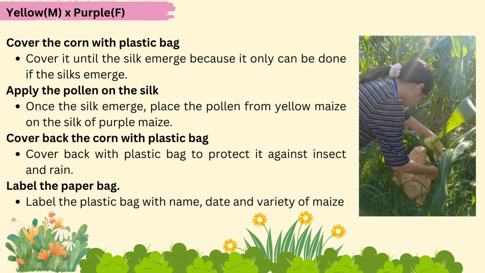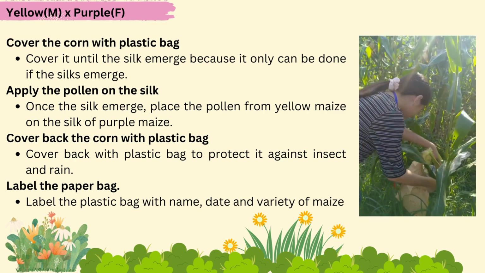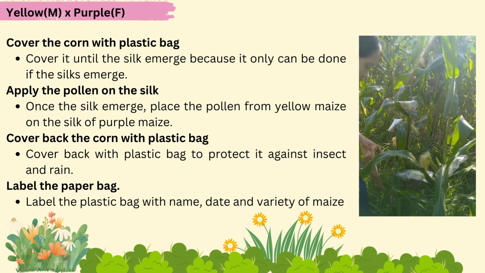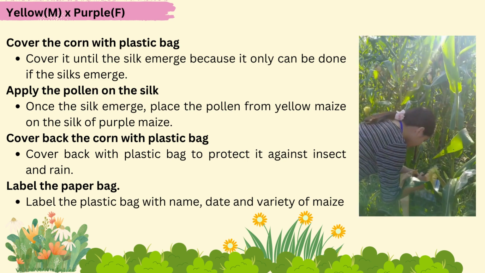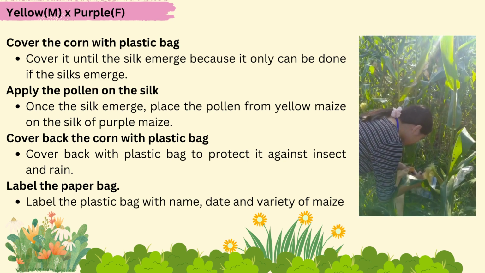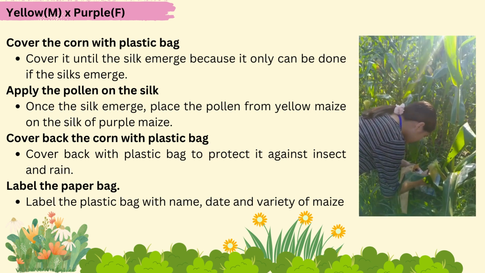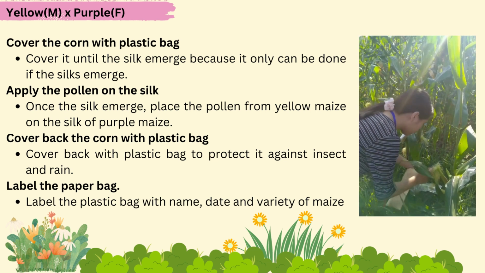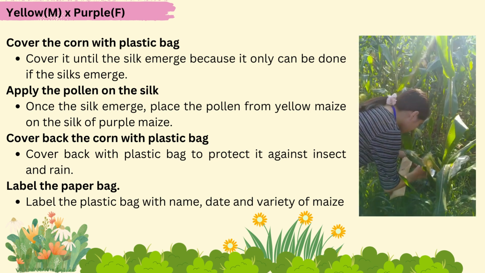Then, once the silk appears, apply the pollen of yellow maize from variety 316 that had been collected from the tassel to the silk of purple maize from variety 319. Next, cover the silk back with a plastic bag to protect it against insects and rain. Lastly, label it with our name, date of pollination, and variety of maize that had been pollinated.